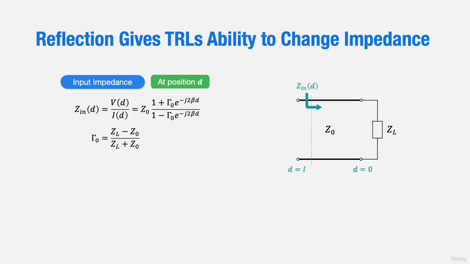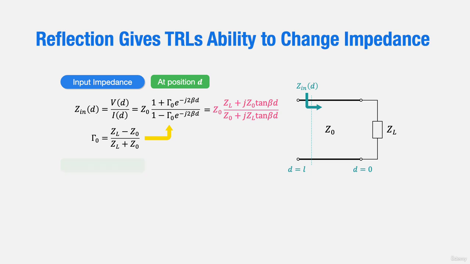Our objective now is to describe Zin(d) in terms of circuit parameters without having to refer to gamma(0). By replacing gamma(0) with Z0 and ZL, we can now express Zin(d) directly in terms of Z0 and ZL and the position d.